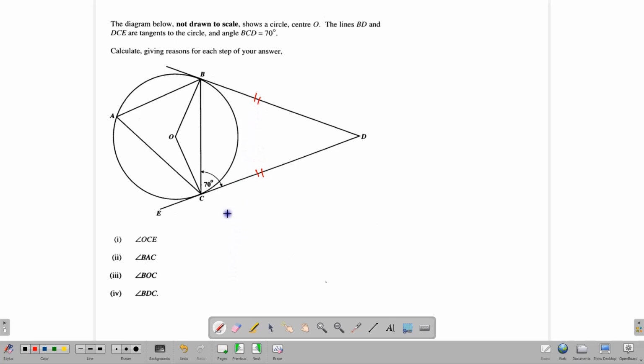What I normally do in answering a circle theorem question is that I just go ahead and fill in as much of the information that I can fill in as possible.